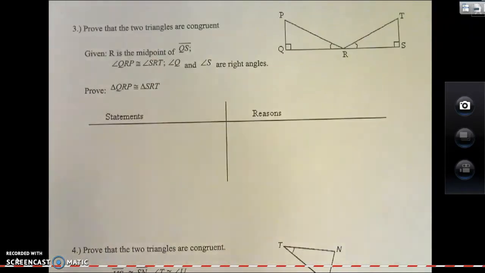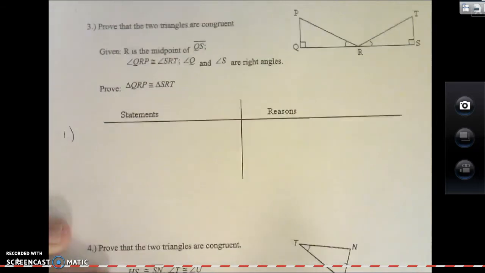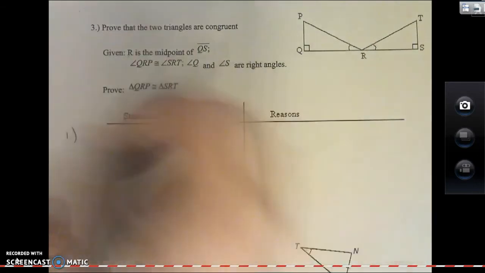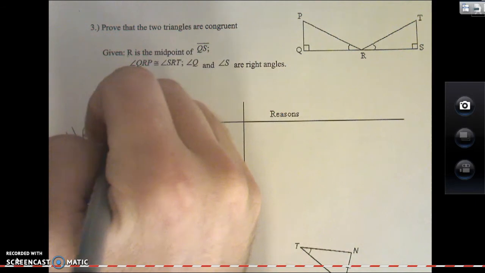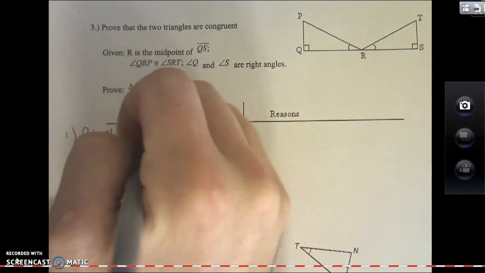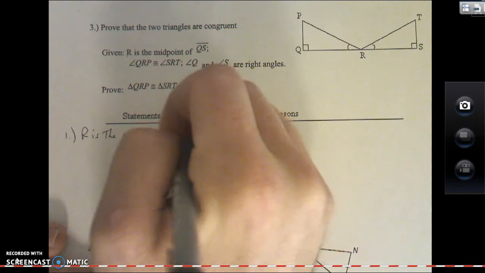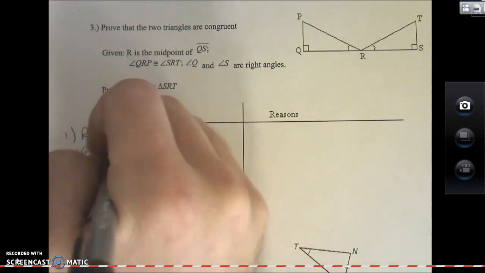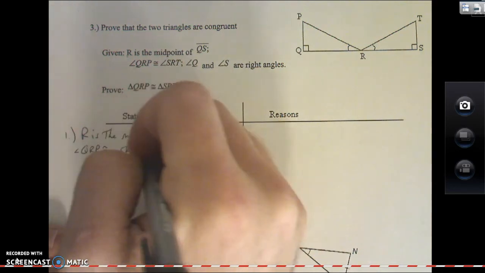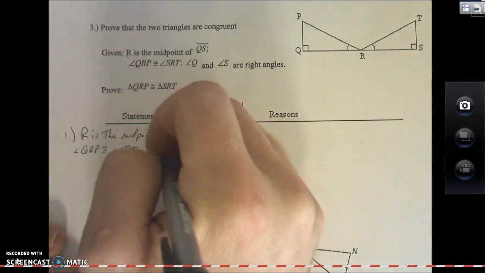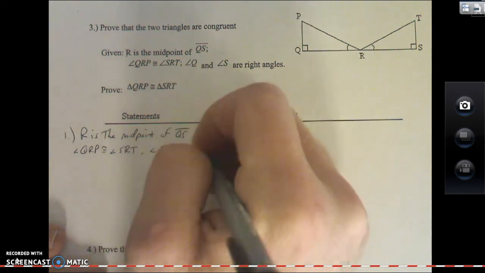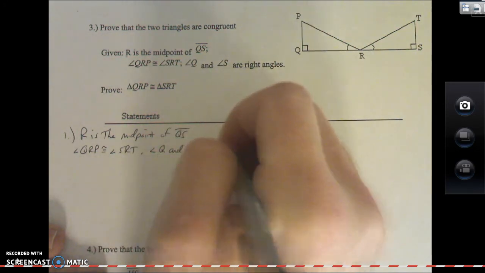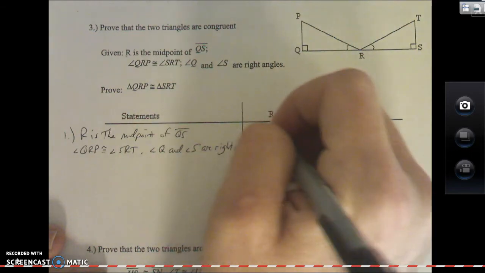Great. So, number 3, prove the two triangles congruent. R is the midpoint of QS. All right, and then all this other stuff. So, my first step for a proof is I'm going to copy down what's given. So, it's kind of nice. All you're doing is copying this down. R is the midpoint of QS. Angle QRP is congruent to angle SRT, angle Q and angle S are right angles, and all of that is given.